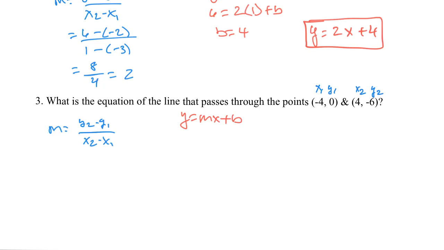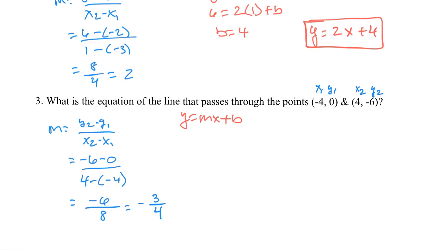There we go. And then I'm just going to plug in. I have negative 6 minus 0 over 4 minus a negative 4. So on the top, I have negative 6. On the bottom, I have 4 subtracting a negative 4, which turns into 4 plus 4, which gives me 8. And this fraction can be reduced by dividing by 2 on both the top and the bottom, which gives me negative 3/4. So I found my slope.